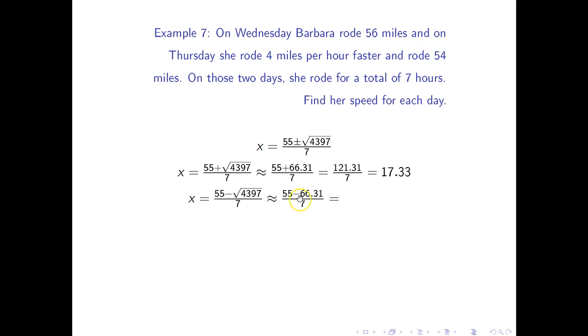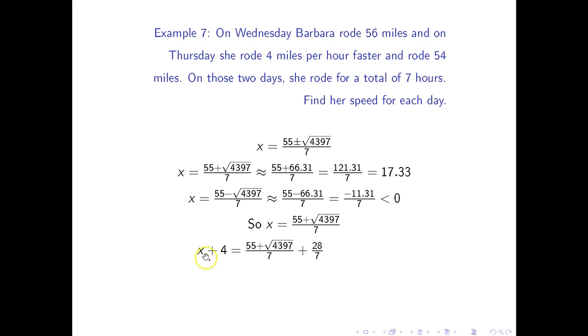Well, again, that square root is approximately 66.31, which notice would give me a negative. Oh, and that's less than 0. And we can't have negative speed. So our answer is the positive version. Now, it's possible that both versions will work, but in this case, only the positive version works. So indeed, that is our speed.